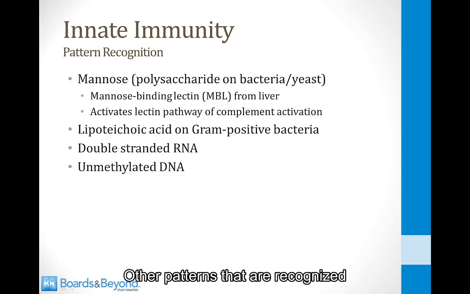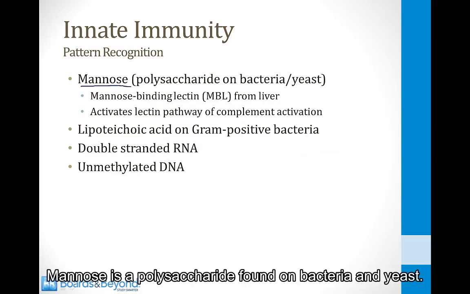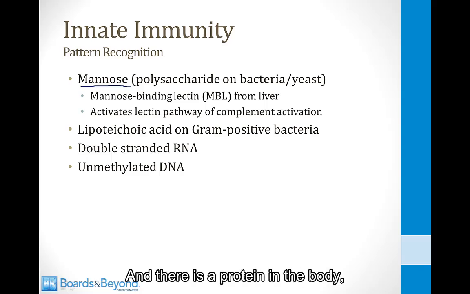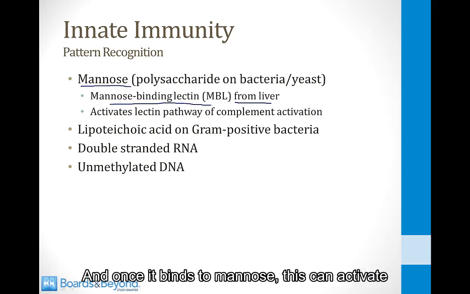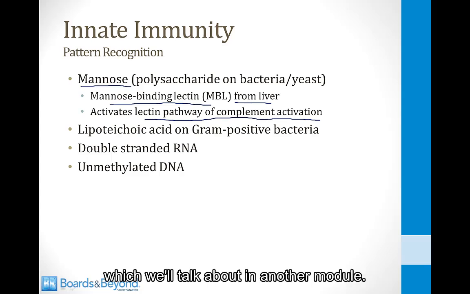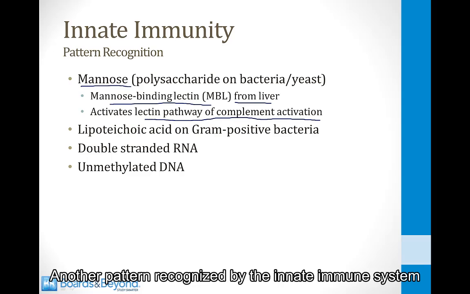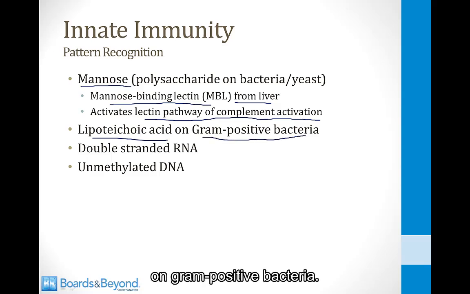Other patterns that are recognized by the innate immune system include mannose. Mannose is a polysaccharide found on bacteria and yeast. There is a protein in the body called mannose binding lectin that comes from the liver. Once it binds to mannose, this can activate the lectin pathway of the complement system, which we'll talk about in another module. Another pattern recognized by the innate immune system is lipoteichoic acid. These are found on gram-positive bacteria.